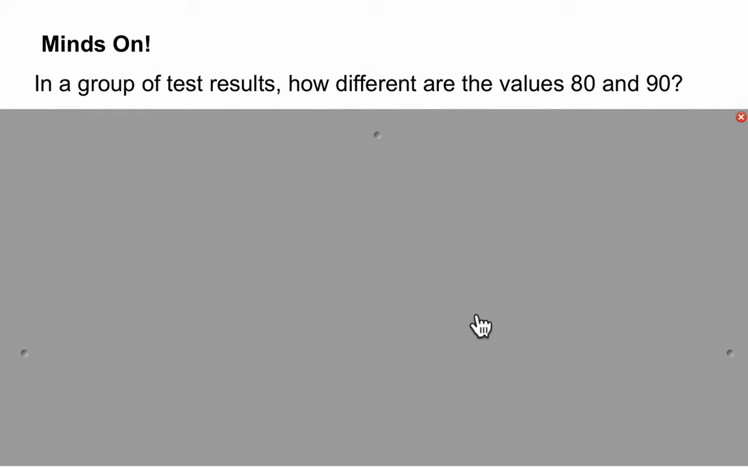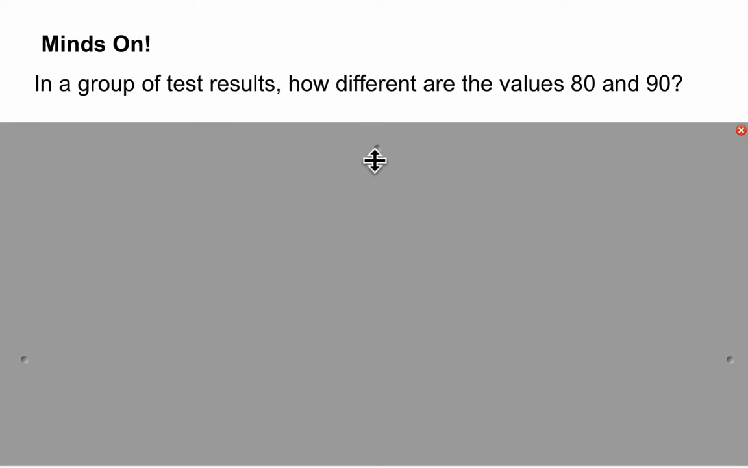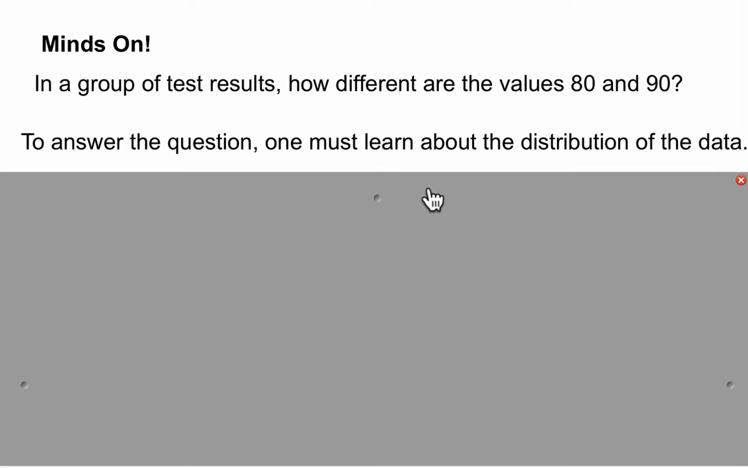So in a group of test results, how different are the values 80 and 90? Now, that all depends on the situation of how the test was taken and how the marks were dispersed. So what we need to know to answer this question is we need to learn about the distribution of data, meaning we need to know where the marks are located within the group that took the test.